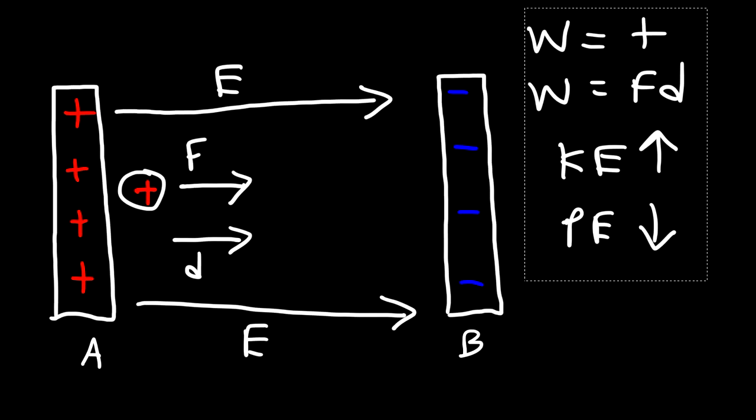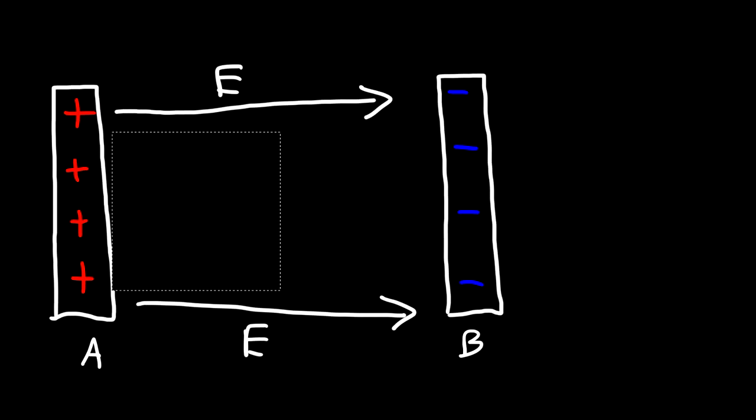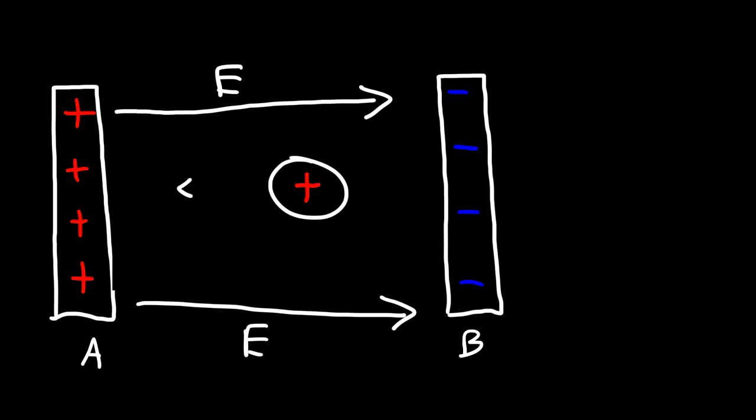Now, let's say the positive charge is placed towards the middle or somewhere near the middle of the two plates. And let's say initially this charge is moving towards the left. Now, what can you say about the work done by the electric field on this charge?